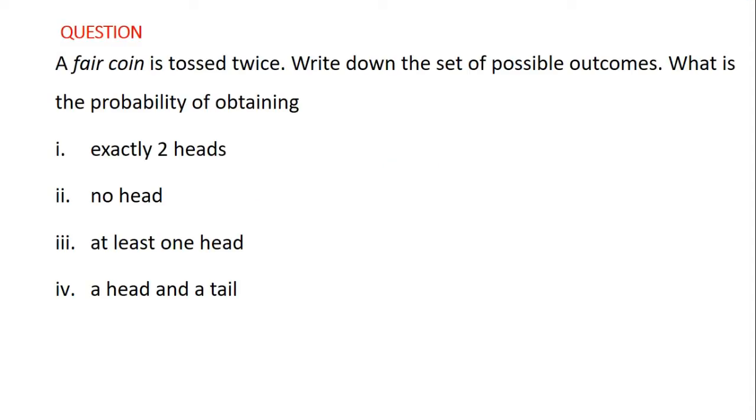The question for this video is, a fair coin is tossed twice. Write down the set of possible outcomes. What is the probability of obtaining exactly two heads? No head, at least one head, a head and a tail. So we have a fair coin and that coin is tossed twice. It's a fair coin, so it means that one face is a head and the other face is a tail. And our first task is to write down the set of possible outcomes.